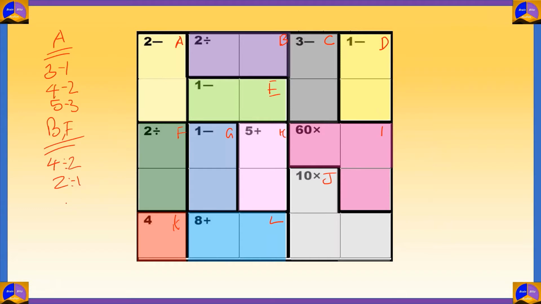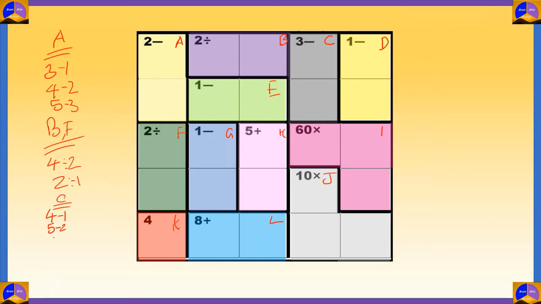Now, let's look at cage C. In this cage, there are two cells and the operation is subtraction. After subtracting, our result must be 3. So, the options are 4 minus 1 and 5 minus 2.